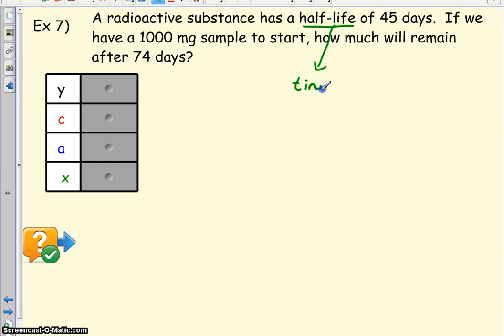So, time, can't write today. The time to decay to half its original mass or value.